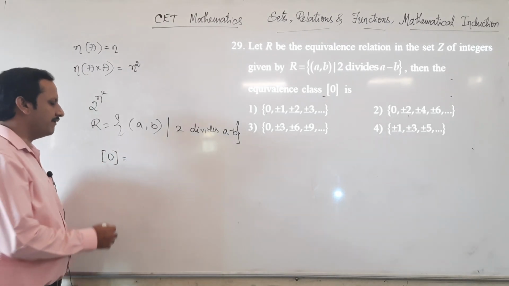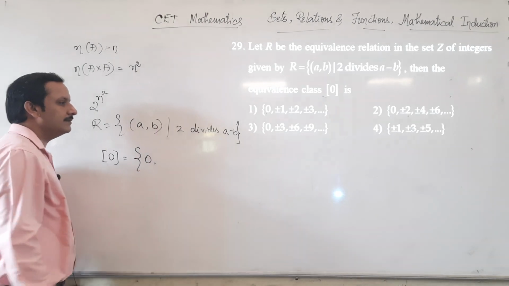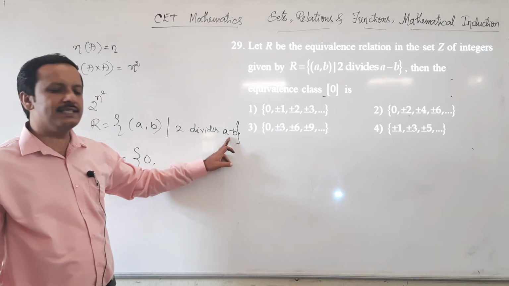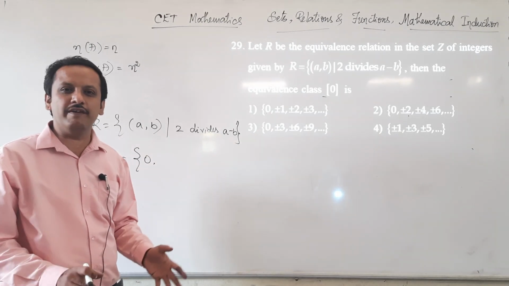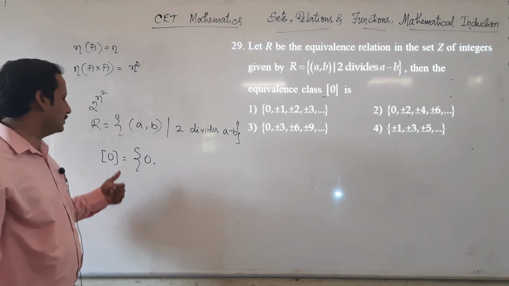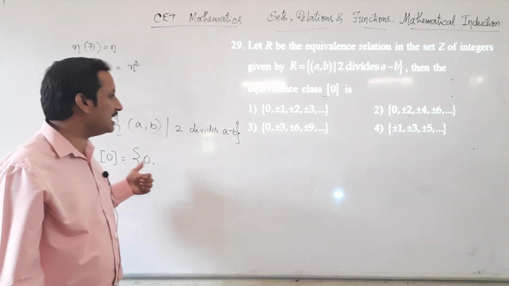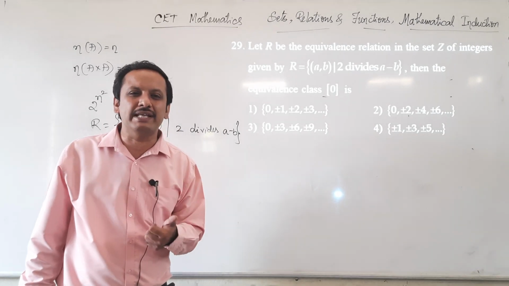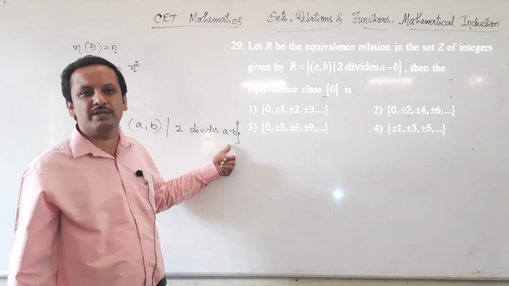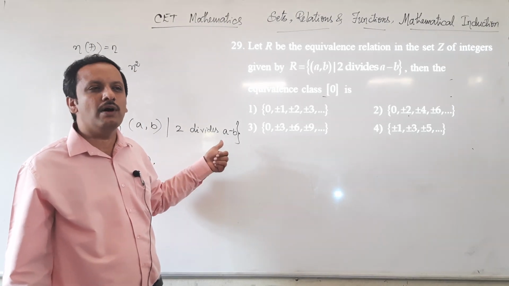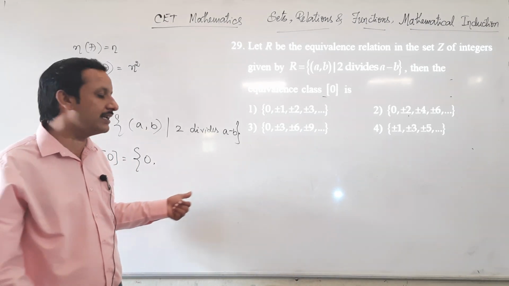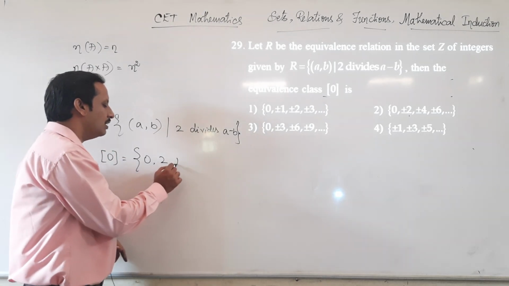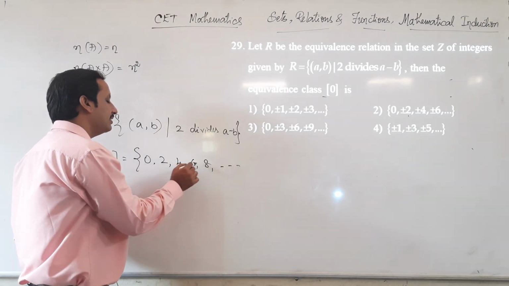So, let us verify 0, is it related to itself? Yes, 0 minus 0, because it is an equivalence relation, 2 divides 0 minus 0, 2 divides 0. Yes, 0 does not divide 2, but 2 divides 0, 2 into 0 is 0. So, 0 is there, and 0 comma 1, does it belong to this relation? No, because 0 minus 1 is minus 1, and 2 does not divide minus 1. 2 divides only even numbers, right. So, I cannot write 1, I cannot write 3, 5, but I can write 2, because 0 minus 2 is minus 2, 2 divides minus 2. I can write 4, 6, 8, and I can write those negative values also.